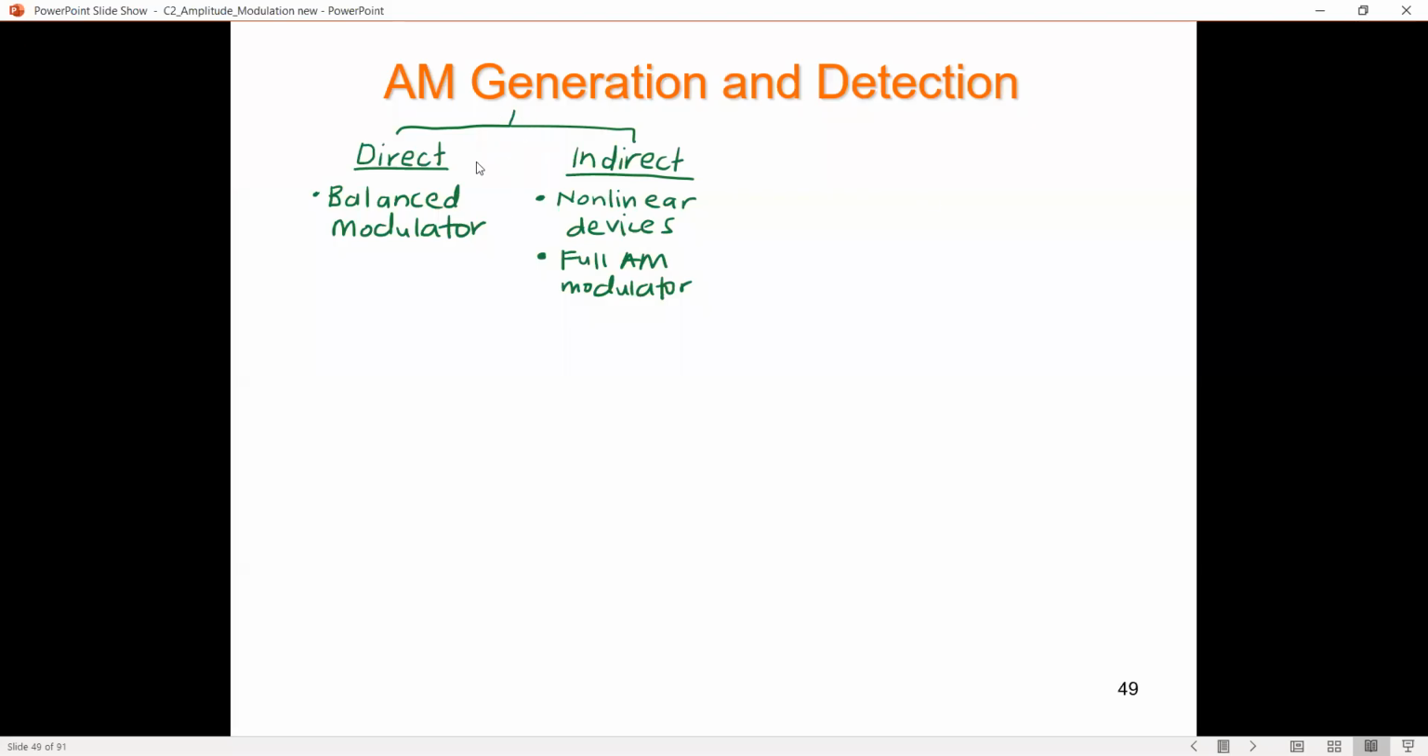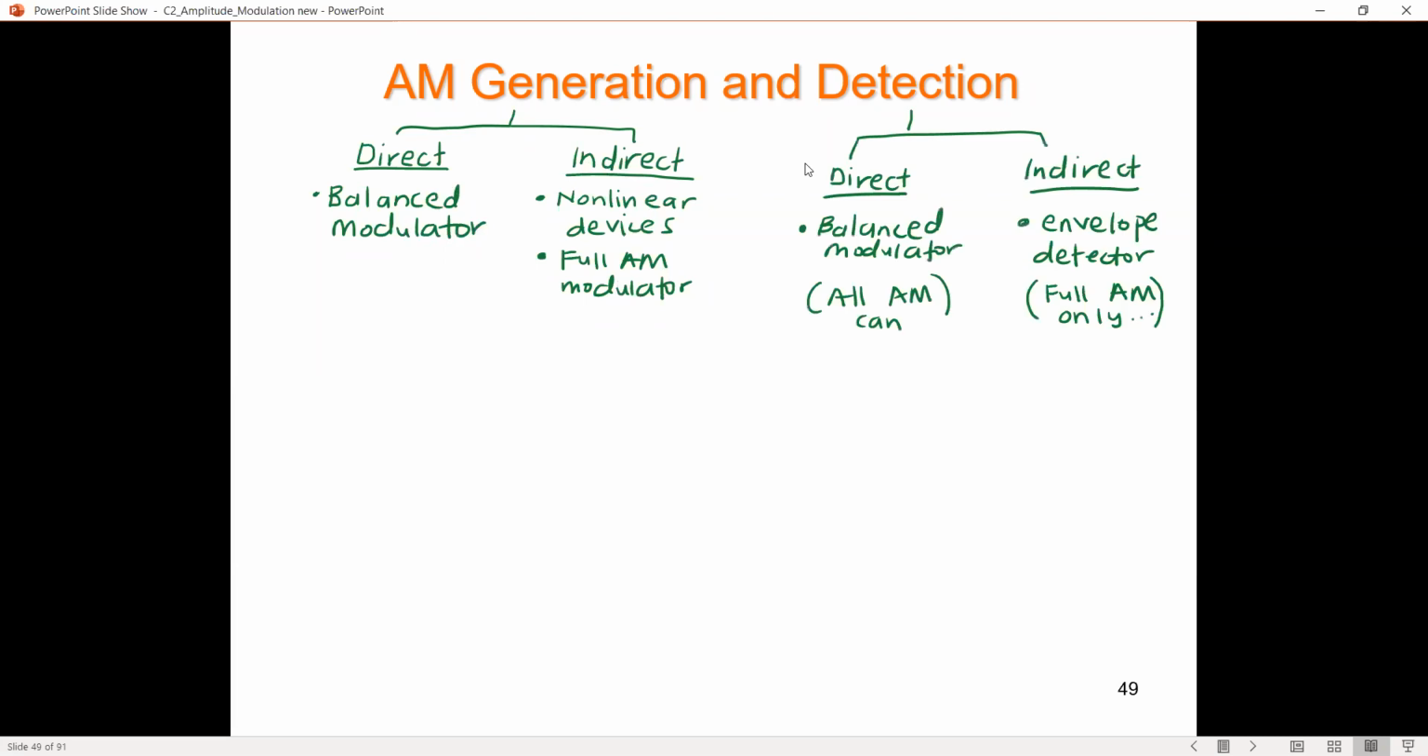Okay, for generation, we have direct and indirect AM. For direct, we use a device known as a balance modulator. For indirect, we use methods such as nonlinear devices or a full AM modulator. And for the detection part, we also have this direct and indirect classification. For direct, we use a balance modulator again, and for indirect, we use an envelope detector.